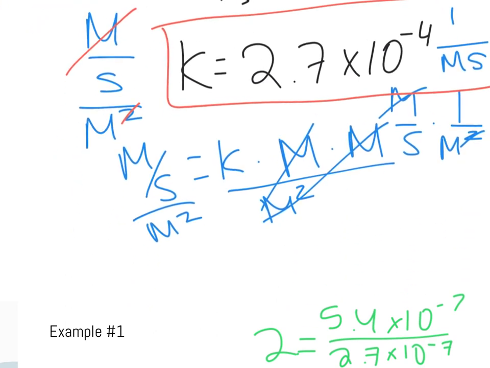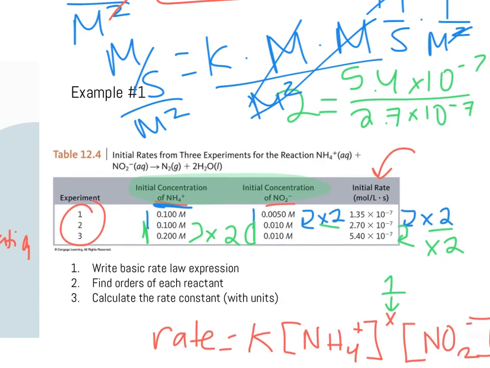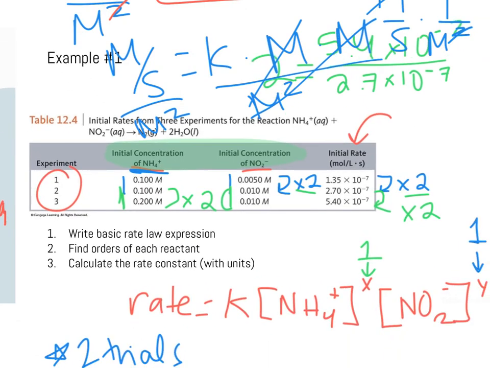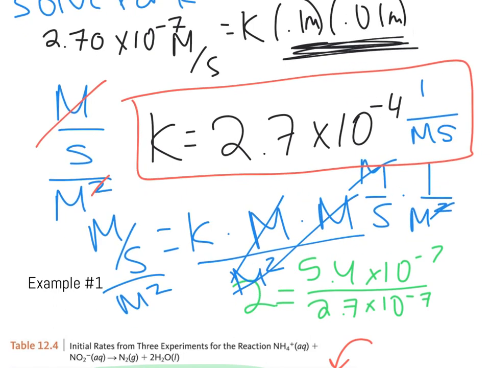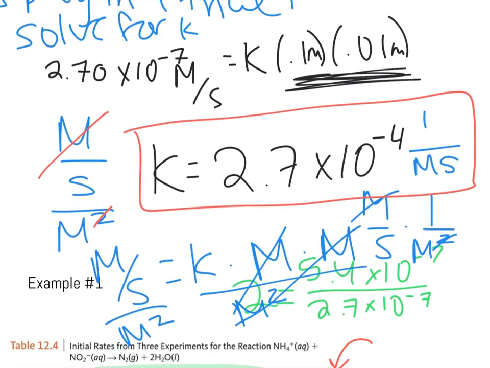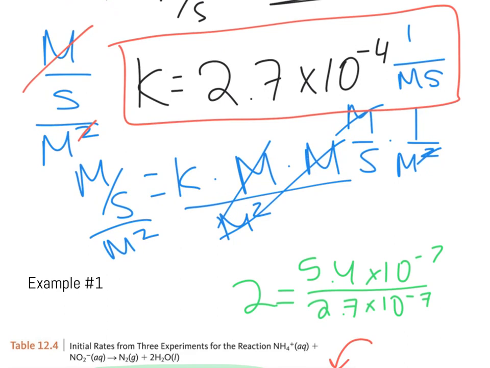So let's go back to what we were trying to do here. We read the basic rate law expression that was here. We found the orders of each reactant using this method. And then we calculated the rate constant. All we did was take one of the 3 experiments, plug into the rate law we got, and we got the K value. So if you wanted to, you could then rewrite the whole rate law using our new K value.